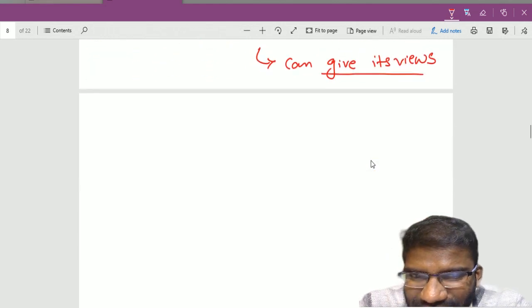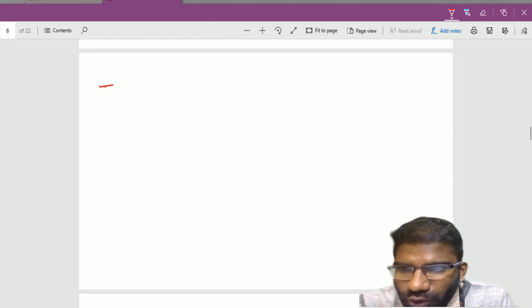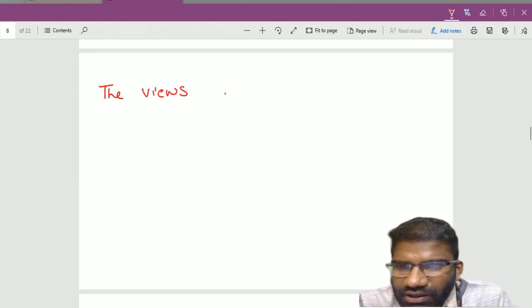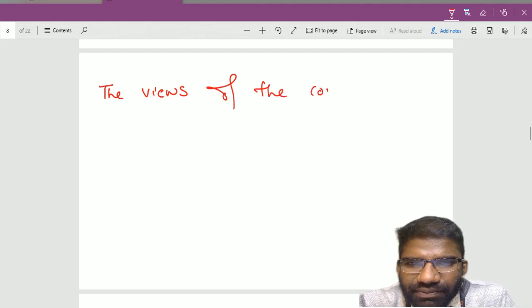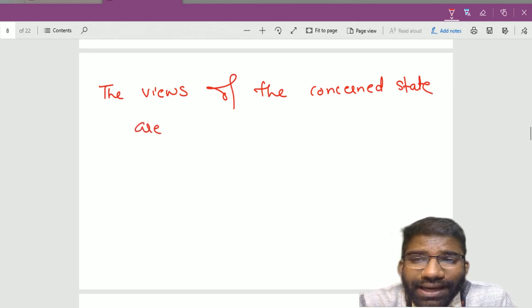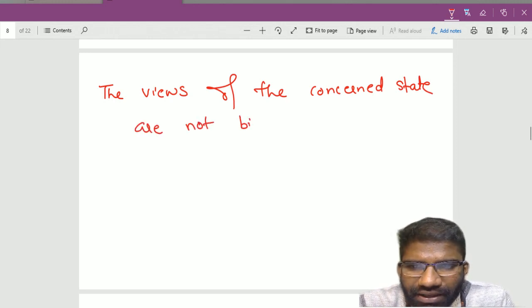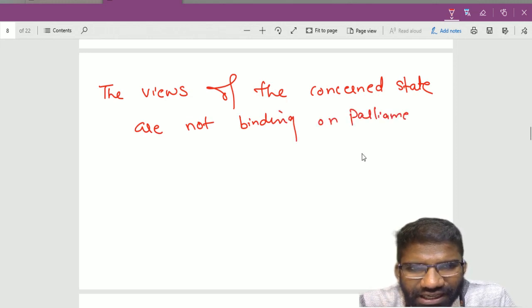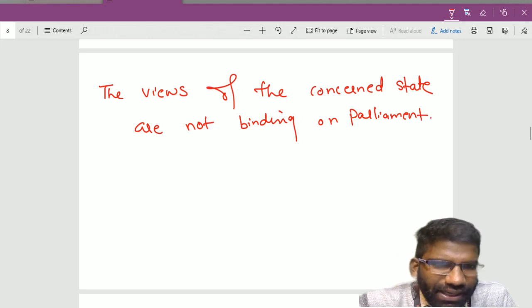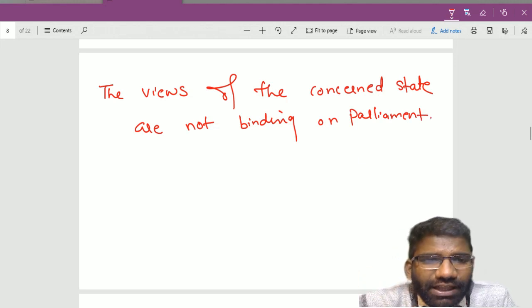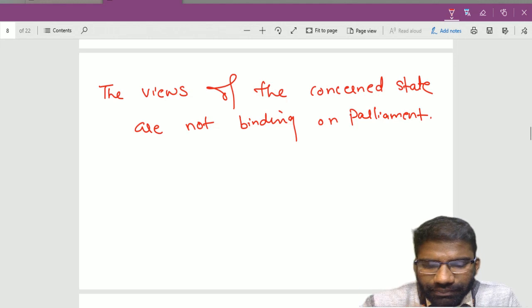But the aspect that makes it more important is that the views of the concerned state are not binding on Parliament. That means if the concerned state gives an opinion regarding that bill, it is not mandatory that the Parliament of India should accept that opinion. They can accept it or they can discard it. It is under the purview of the Parliament.